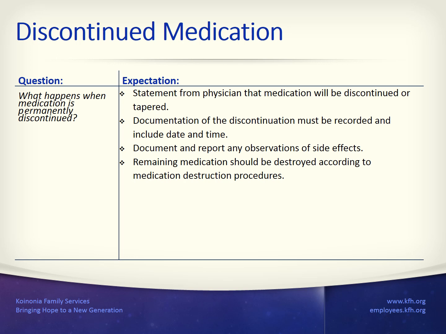When a medication is permanently discontinued, it is required that written documentation be obtained from the physician that the medication will be discontinued, and the documentation should include instructions for tapering the medication if needed. Written documentation of discontinuation from the physician should include the date and the time, and will be recorded in the child or youth's record. Any observations of side effects due to the discontinuation of a medication should be documented and reported to Koinonia staff and the physician. Any remaining medications should be destroyed according to the medication destruction procedures.